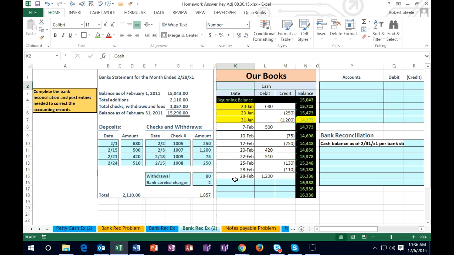But we do know that there's going to be one difference at least, and that difference being due to timing differences. For example, this check here on January 23rd was written for $250. We know that when we write the check, we record it on our books when it's written, even though it has not yet cleared the bank. We know that it has to go into the mail, it has to be picked up by the recipient, who then takes it to the bank and deposits it, and then their bank has to talk to our bank, and then it actually goes out of the bank account.